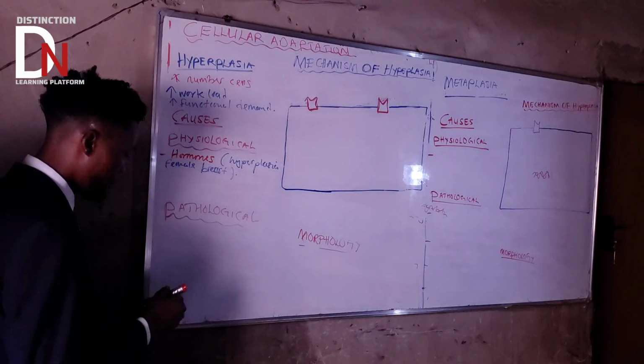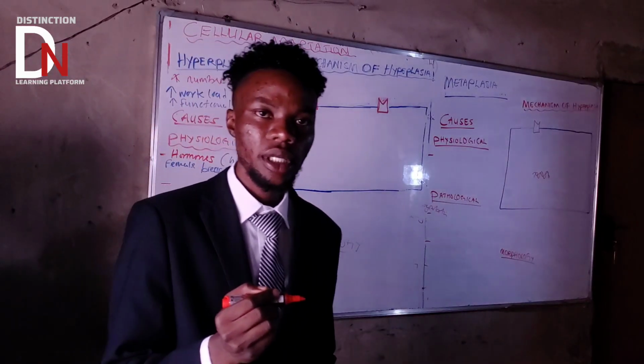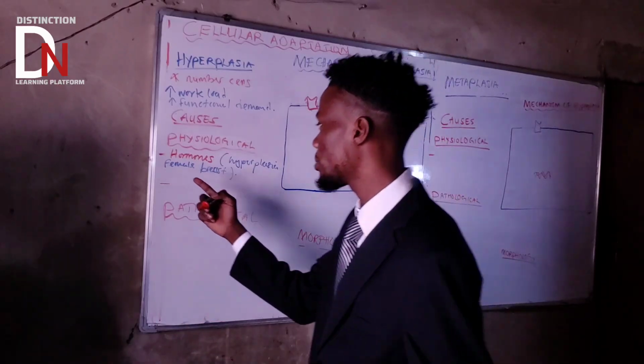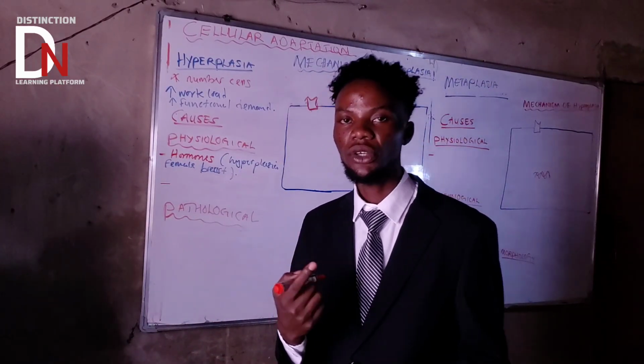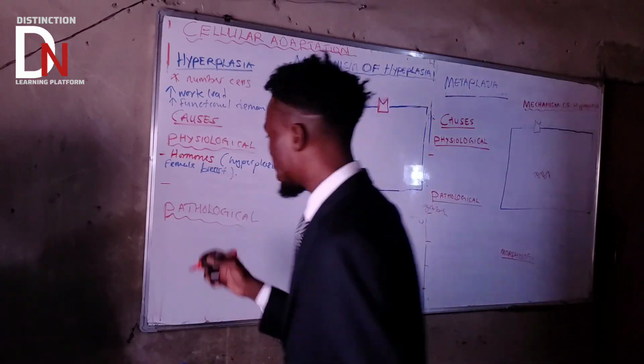Okay, what else? Apart from hormones, there is also another important one, which we call compensatory hyperplasia. The first one that we were talking about was hormonal hyperplasia. Hyperplasia due to what? Stimulation of hormones. But the second one is what? Compensatory hyperplasia.